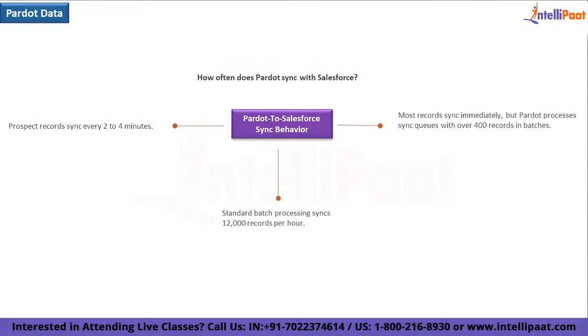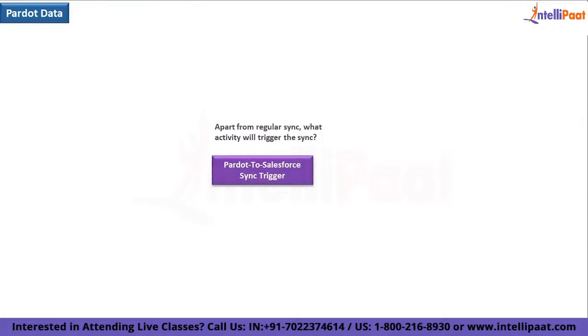Apart from this, we have sync triggers. Normally, whatever you have seen here is how the sync happens. Apart from this normal sync, a refresh or sync will also happen whenever there is an activity. Whenever there is an activity on Pardot, or on Salesforce, the sync or refresh will also happen with that prospect.